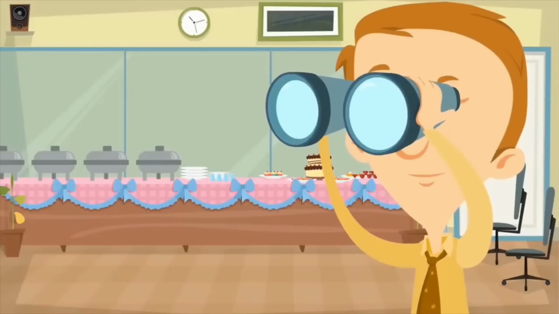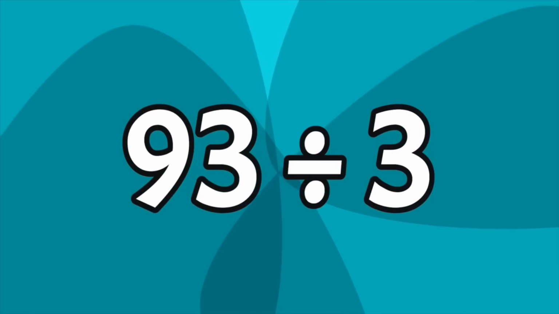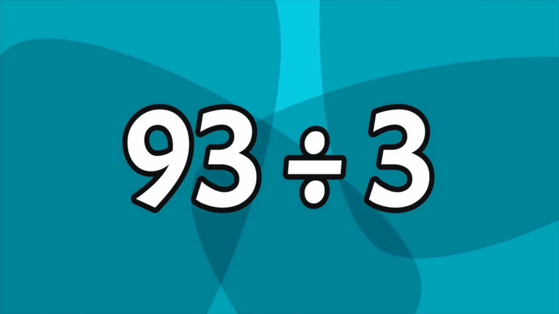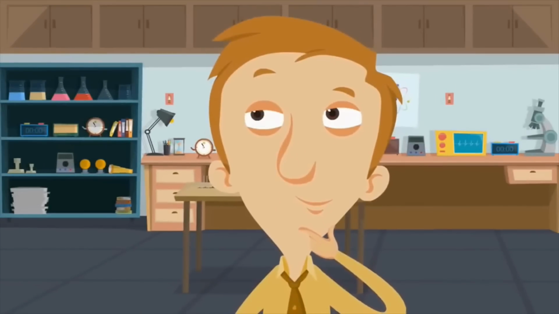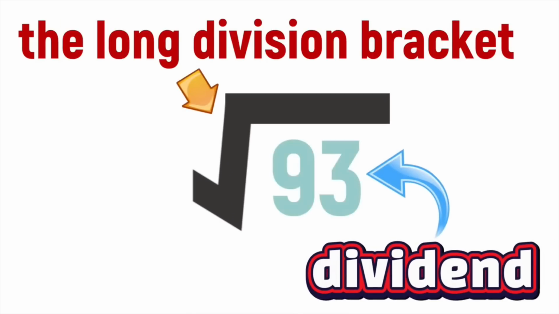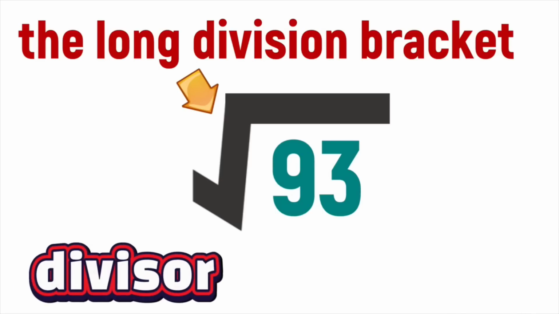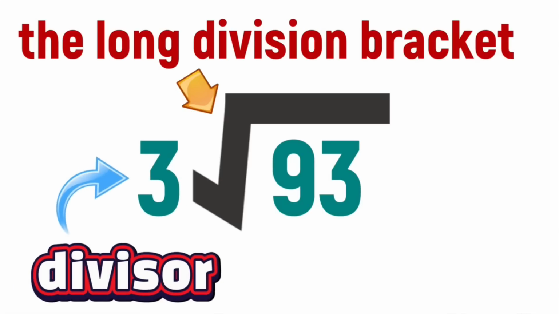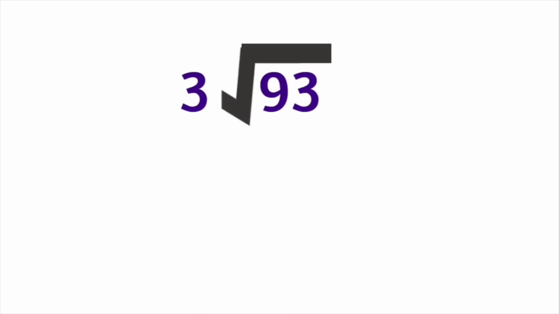Let's try another one, okay? How about 93 divided by 3? That would be fun. Let's set up 93 divided by 3. We start with the long division bracket. We put the dividend, which is 93, inside the bracket. That's the big number we're splitting up. Then we put the divisor, which is 3, right in front of the bracket. The divisor is the number of groups we're splitting the dividend into. All right, we're ready to go.